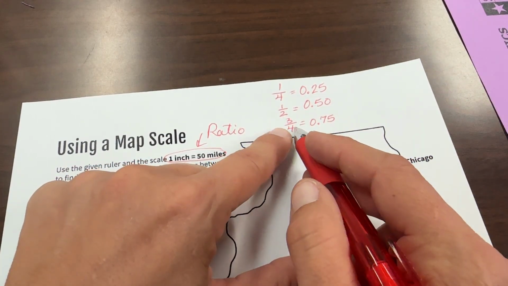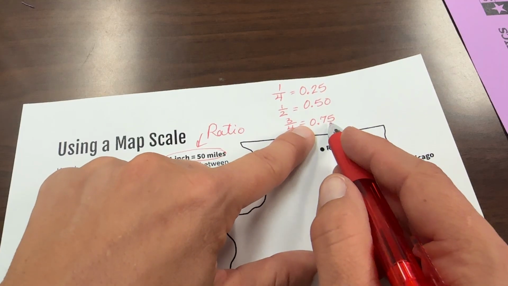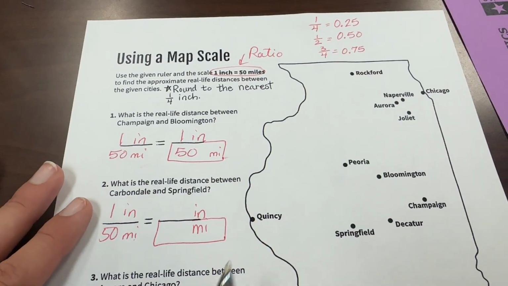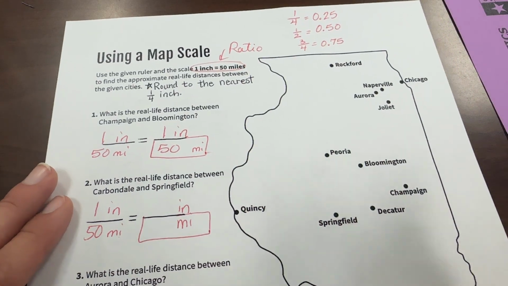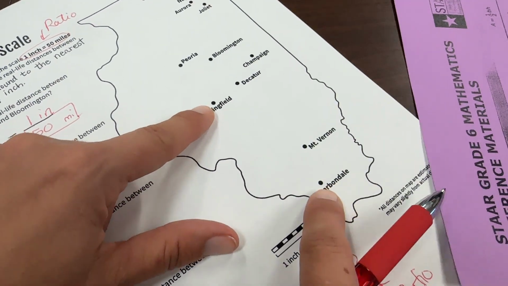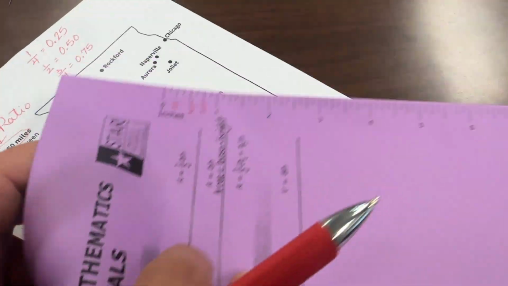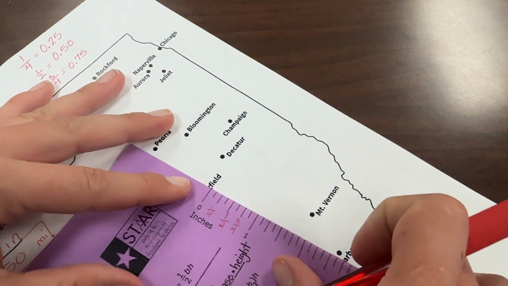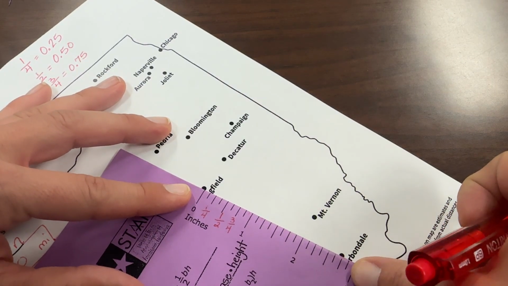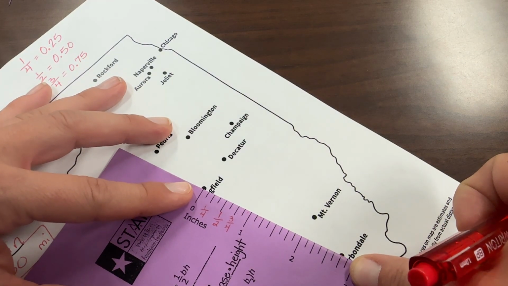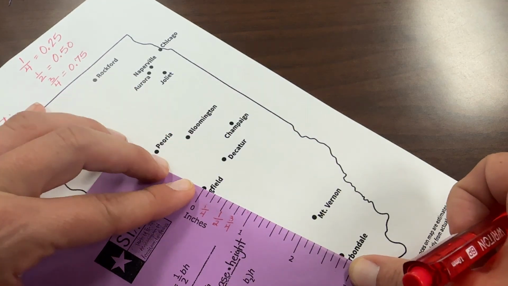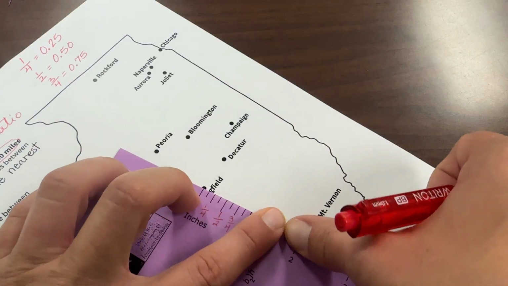So when we measure, we're going to convert to decimals so that we can cross multiply and divide a little bit easier. So let's go from Carbondale to Springfield. If you're trying to measure on page 49, go to page 59. It's the same map, and it might be a little easier without that crease in your page.